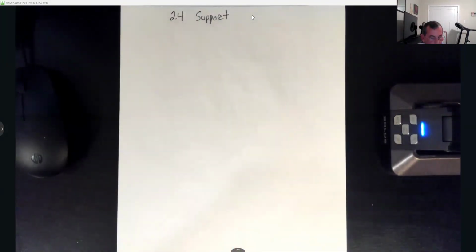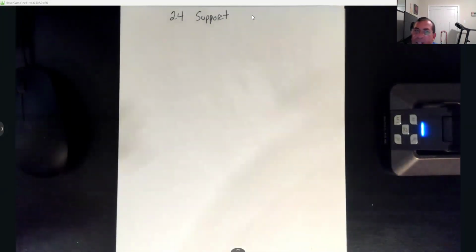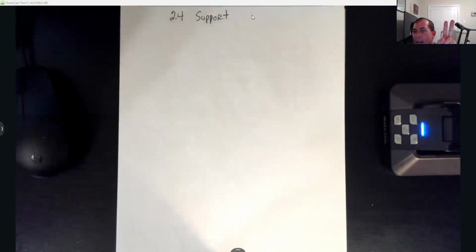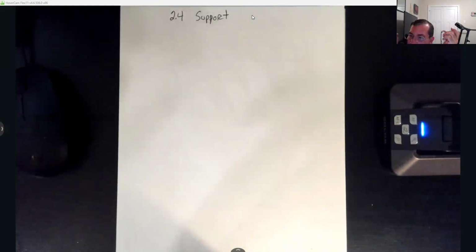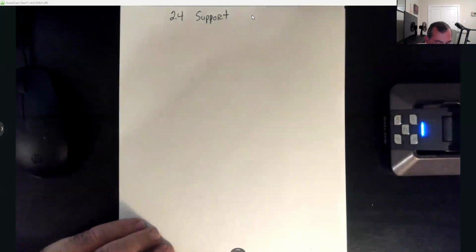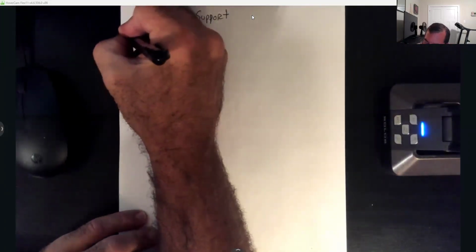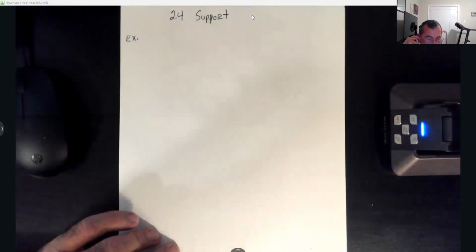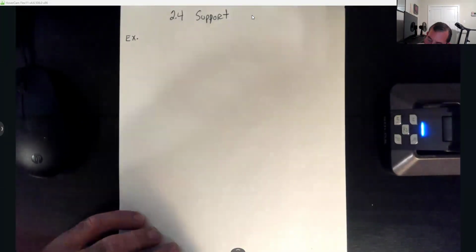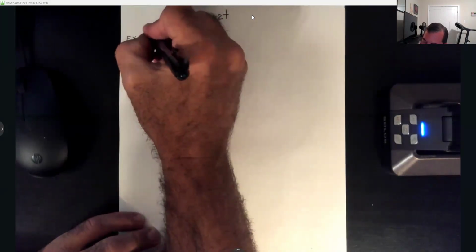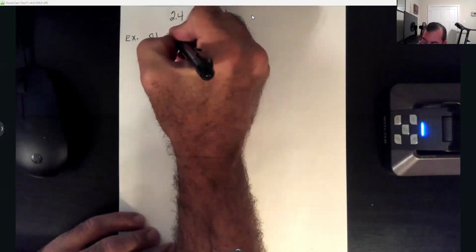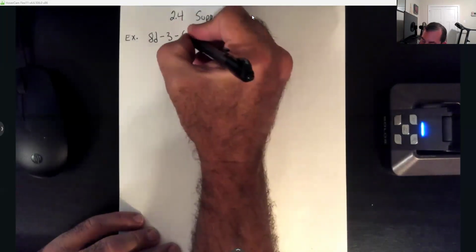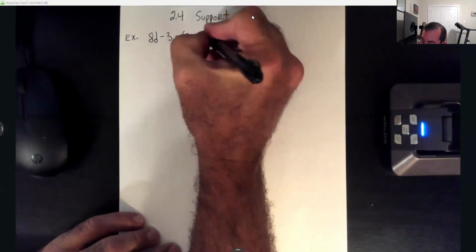All right, so this is 2.4 support, and y'all, it's 5 problems, just getting you ready for like terms, a little bit of distributive property, and a little bit of foiling. So this first one, they're giving me 8d minus 3 minus parentheses 2 minus 5d.